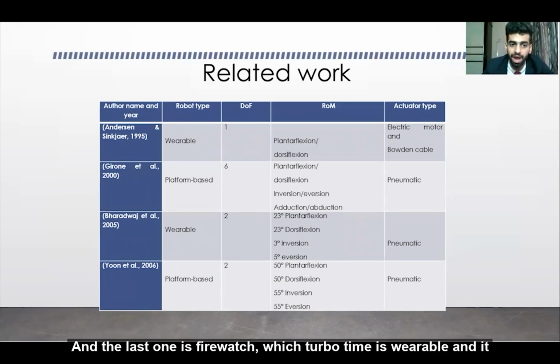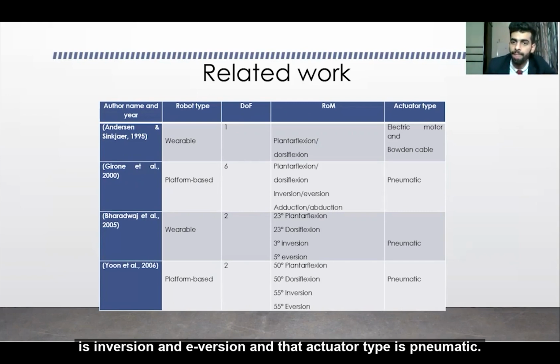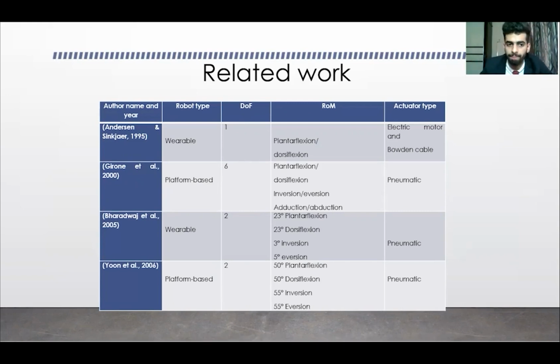And the last one is Bhardwaj, where the robot type is wearable, and it allows 2 degrees of freedom: plantar flexion and dorsiflexion, and the second is inversion and eversion, and the actuator type is pneumatic. And the fourth is Yun, done by the author Yon, and the robot type is platform-based.